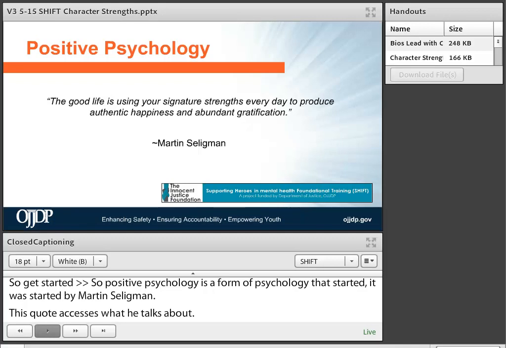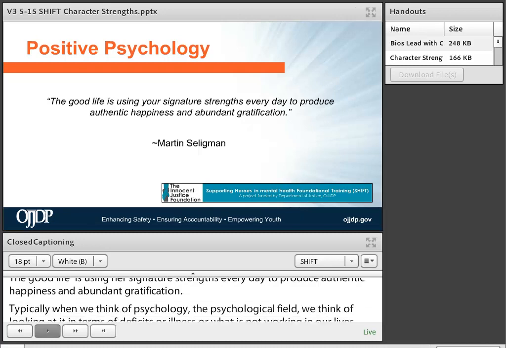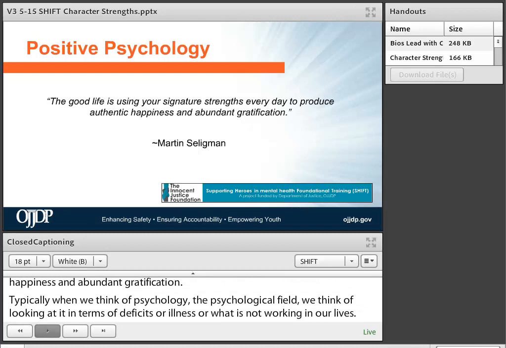Typically, when we think of psychology, of the psychological field, we think of looking at it in terms of deficits or illness or what isn't working in our life. Positive psychology tries to flip that and consider what is working and how we can increase those things that are working to strengthen our well-being and to decrease the negative things that are going on in our life.